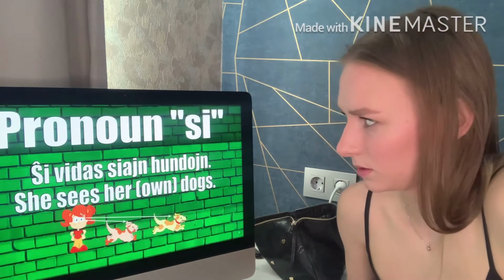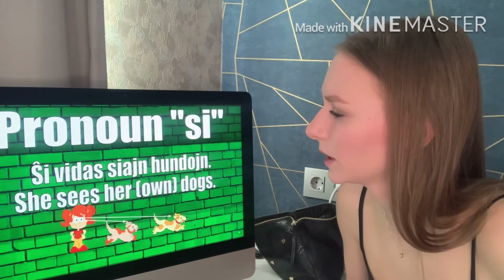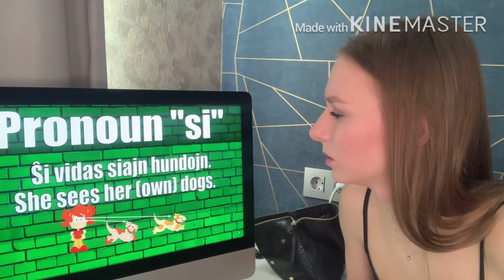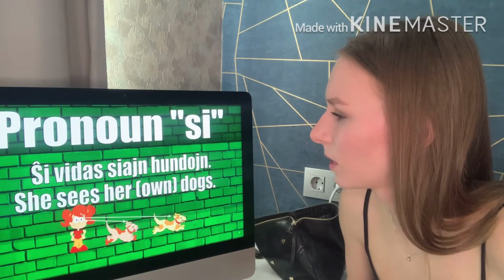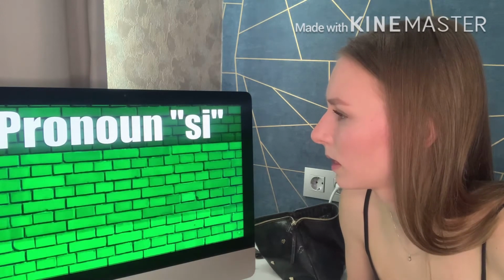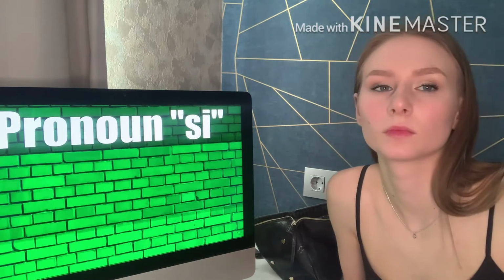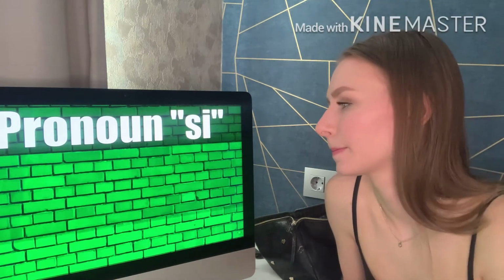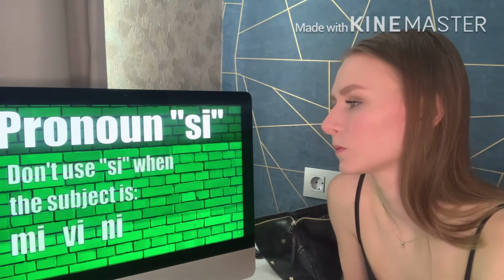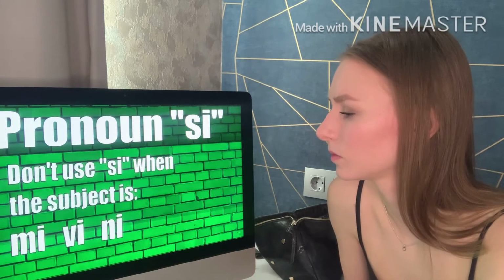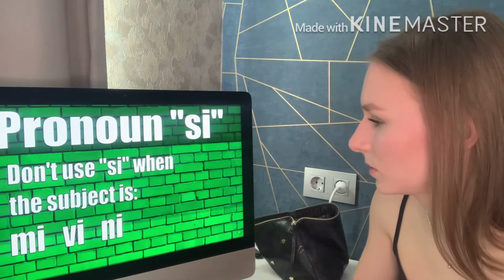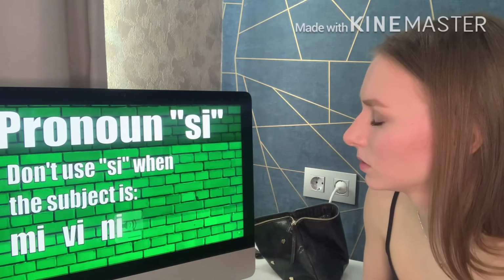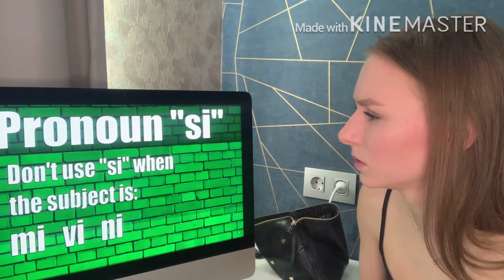If we said ŝi vidas ŝiajn hundojn, that would mean she sees her dogs, and the dogs would belong to another person. Now, you can't just always use the pronoun si to refer to the subject of the sentence. It wouldn't really make sense to use it if the subject is mi, vi, or ni, because you could just use those pronouns and it would not be ambiguous at all.